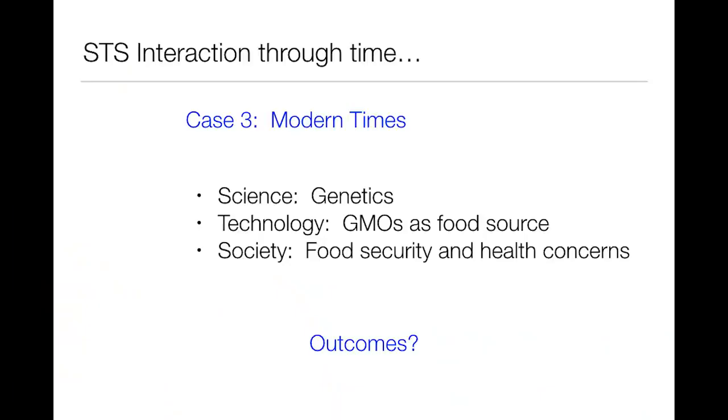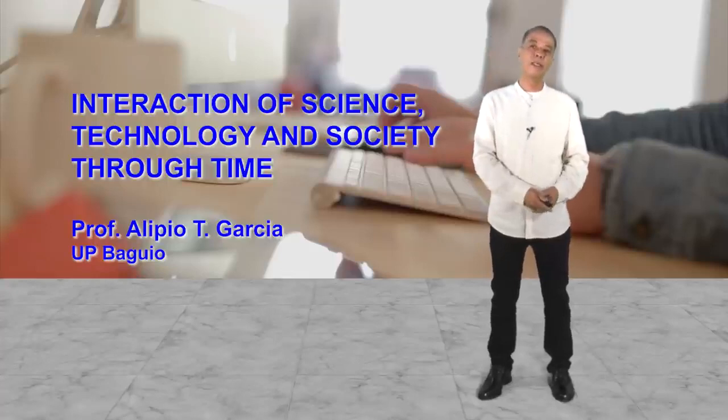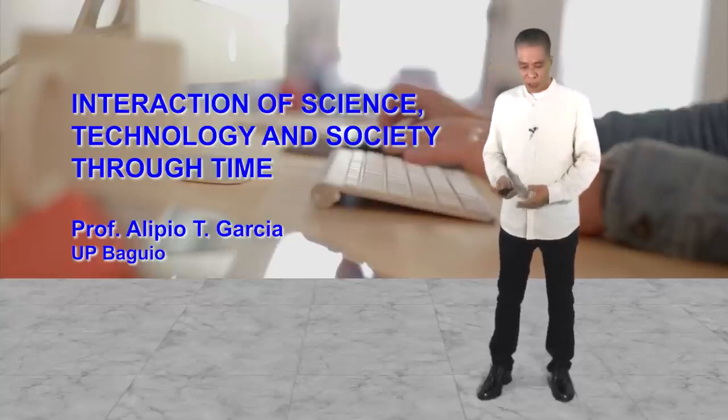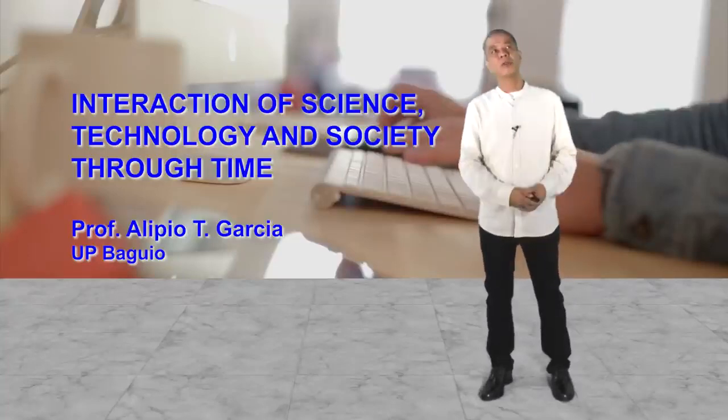And of course, what are the societal concerns as far as GMOs are involved? Well, the two major concerns would be food security and health concerns or health risks. As far as food security is concerned, some experts claim that GMOs is one of the possible answers towards addressing the stability or the security as far as food supply is concerned. Why? Because GMOs are genetically modified plants as food source. I'm not talking about the animals yet, which are pest resistant.